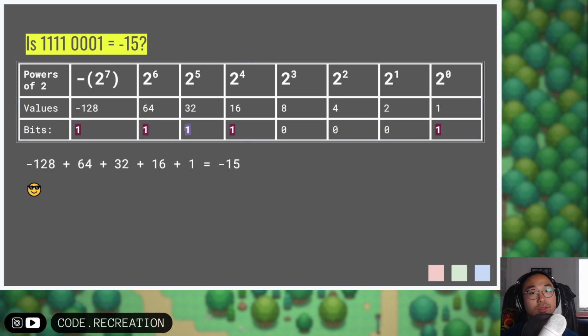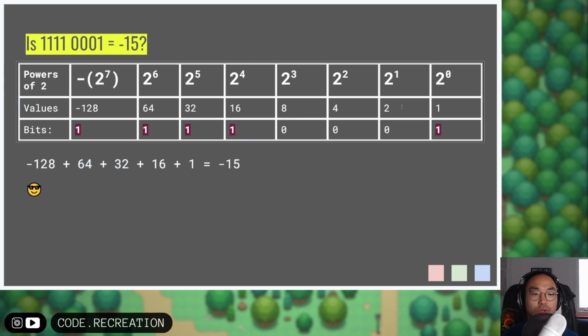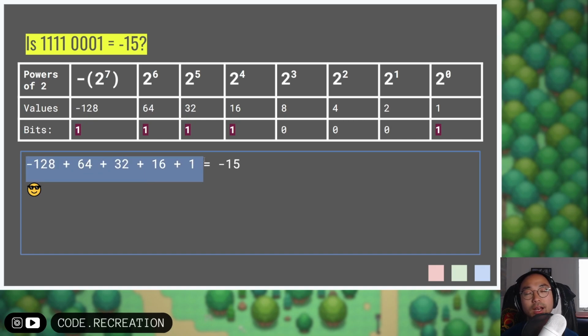So leading bit is 1, so we know we have a negative value. 64 is turned on, 32 is turned on, and 16 is turned on, so we're going to add all those values. 8, 4, 2 are all turned off, so we're going to be adding nothing, and then we're going to add in a value of 1. And if we total all that up as a sum, we get negative 15.